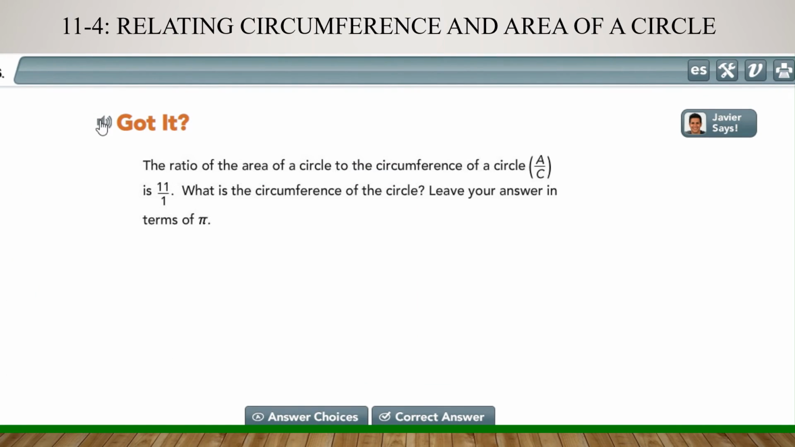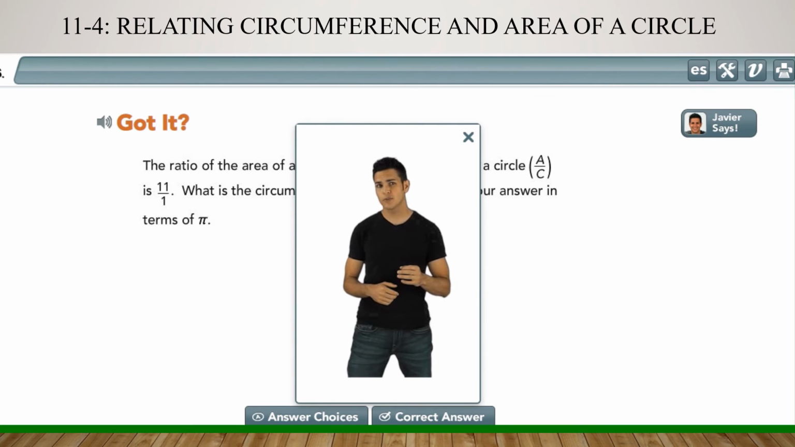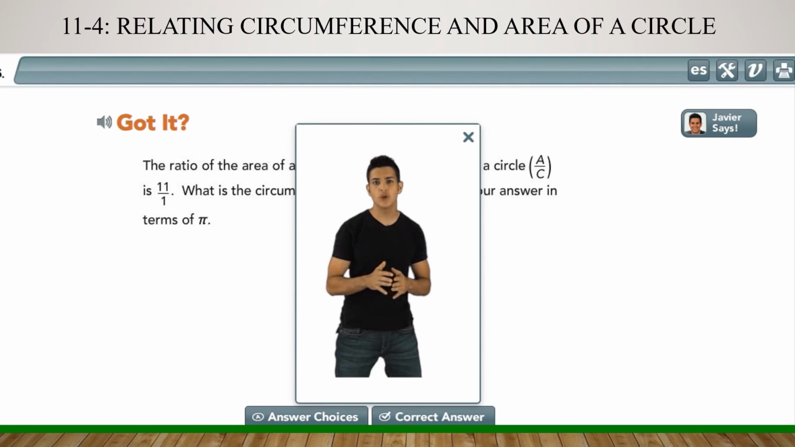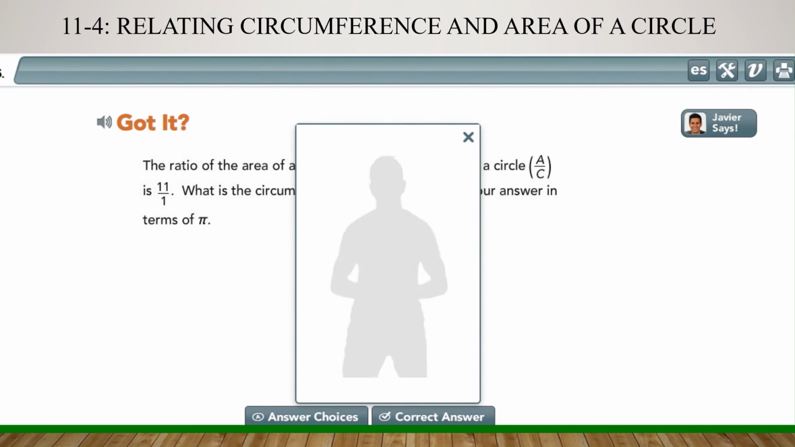Part 2, got it. The ratio of the area of a circle to the circumference of a circle, A to C, is 11 to 1. What is the circumference of the circle? Leave your answer in terms of pi. This is one of those problems that requires you to find an important fact before you can solve it. You can use the pattern that you found in the example to calculate the radius. Once you find the radius, you have all you need to find the circumference.